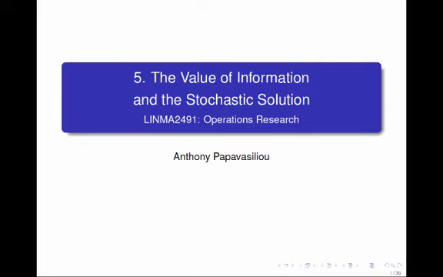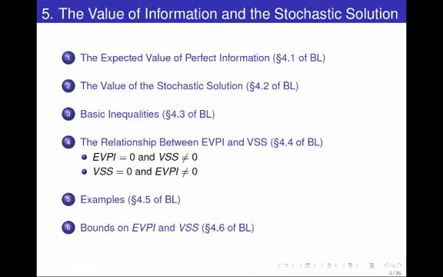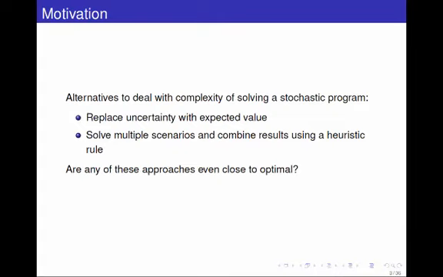So the difference of how you do on average, if you have to make a decision here and now versus waiting and seeing what happens and then deciding, is what's called the expected value of perfect information. And we will see these definitions formally now. So expected value of perfect information is the first paragraph, value of stochastic solution is the second.